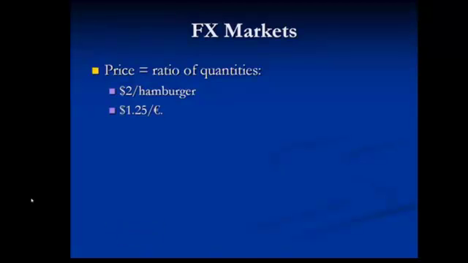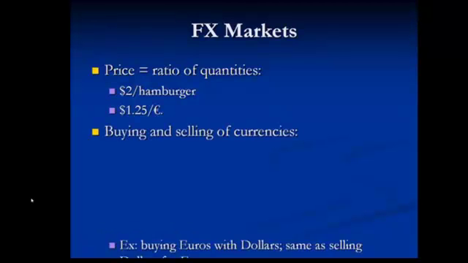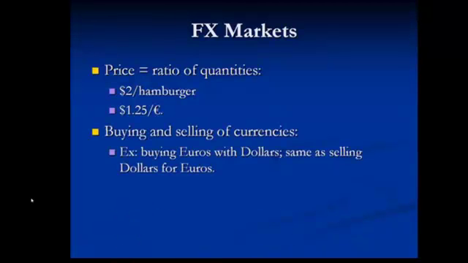The same can be said for currencies, where the pricing of currencies is a ratio of quantities, where here we're pricing the euro in saying that the euro is worth $1.25. Now it's important to remember that when we are buying and selling currencies, in this case we may have a price of $1.25 per euro, but when you're buying euros with dollars, let's say, like $2 per hamburger, you may buy the euro for $1.25, but that's the same as selling dollars for euros.